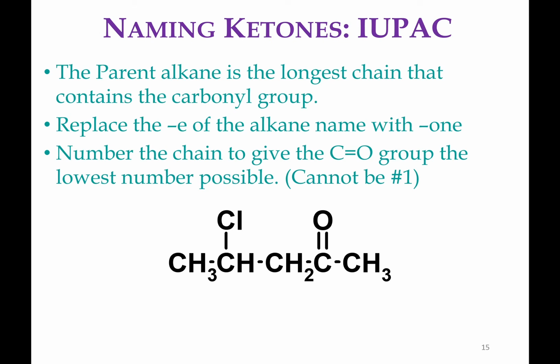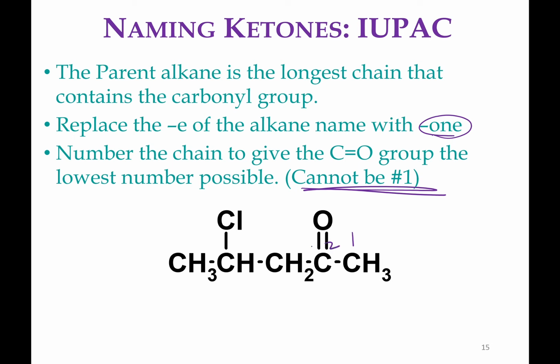How do we name ketones? Very similarly, except for now it's going to be internal and not terminal. So a ketone can never be 1, right? Okay, so keep that in mind. Now the parent alkane is still the longest chain that contains the carbonyl. We replace the E of the alkane name with -one, and then we number the chain to give the -one the smallest possible number. It cannot be number 1 because then it's called an aldehyde.